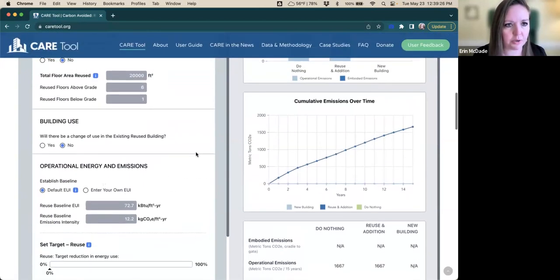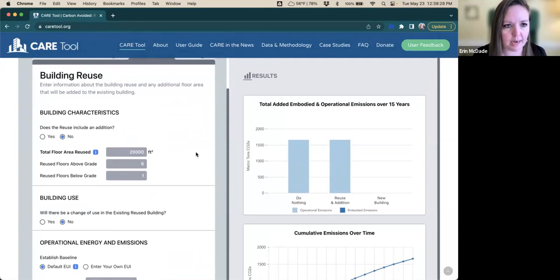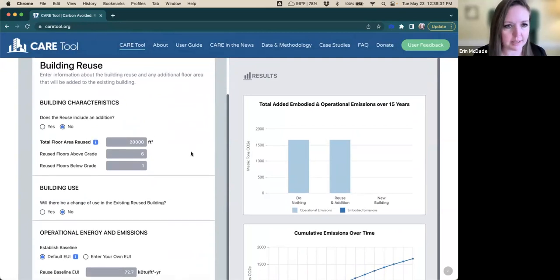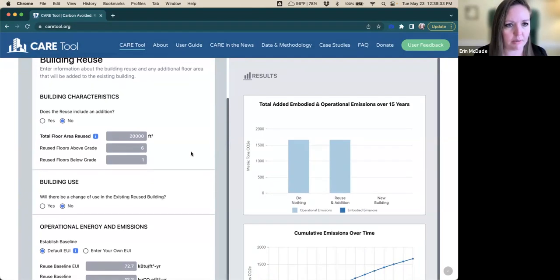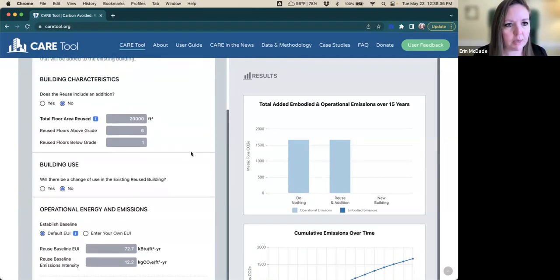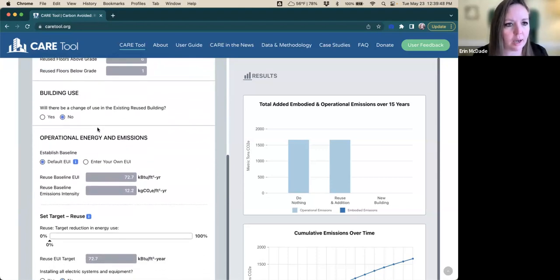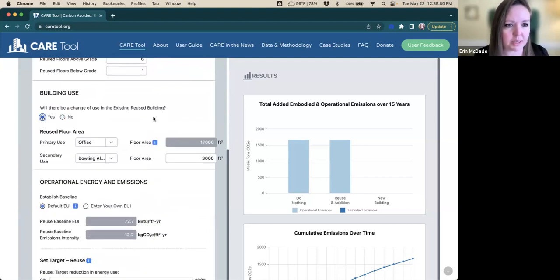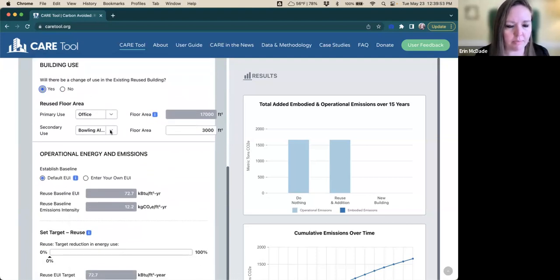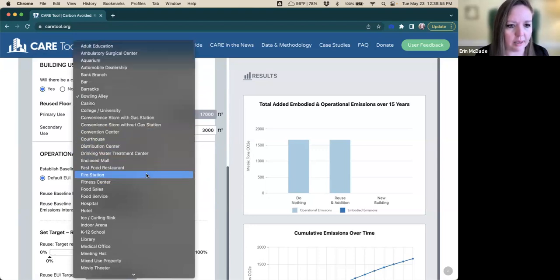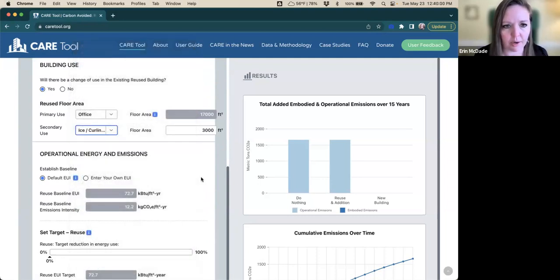And then we'll continue. And so now this is the tab that Lori pointed out as the most intensive. It does take the most consideration here. To keep it a little bit simpler, I'm not going to add an addition, but we already saw Lori's example of how you can add an addition, what that looks like, just a little bit more information required. I will say there'll be a change of use. Maybe instead of our bowling alley, we want to turn it into what? Let's turn it into a curling rink. Why not?